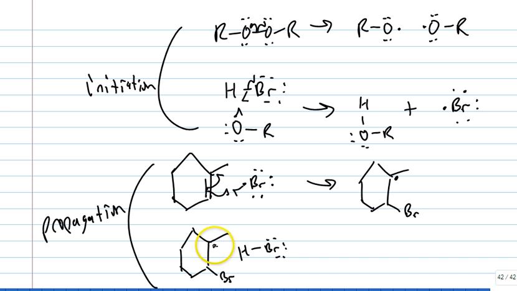So this 1 electron and 1 of these electrons, we're going to form a new bond between that carbon and hydrogen. And the other electron that was in this bond is going to go onto bromine. So no more radical, and the hydrogen's on there. You can draw it on there if you want.